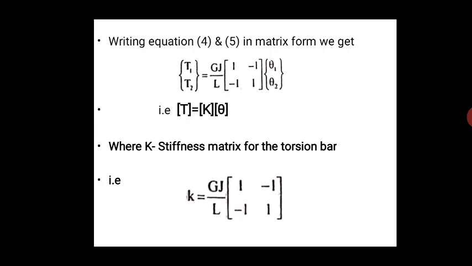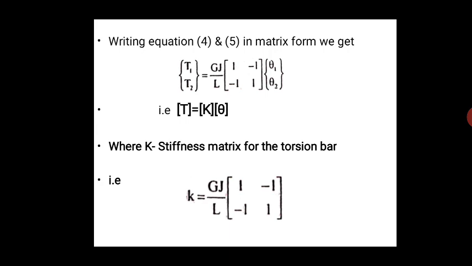In a bar problem, we have taken AE divided by L. Now, in a torsion or shaft problem, we will be considering GJ by L into 1, minus 1, minus 1 and 1, where G is the rigidity modulus, J is the polar moment of inertia and L is the length of the element. So this is the stiffness matrix.